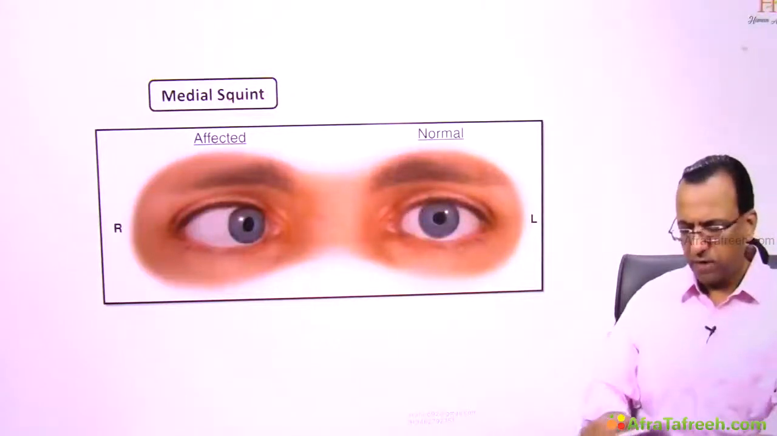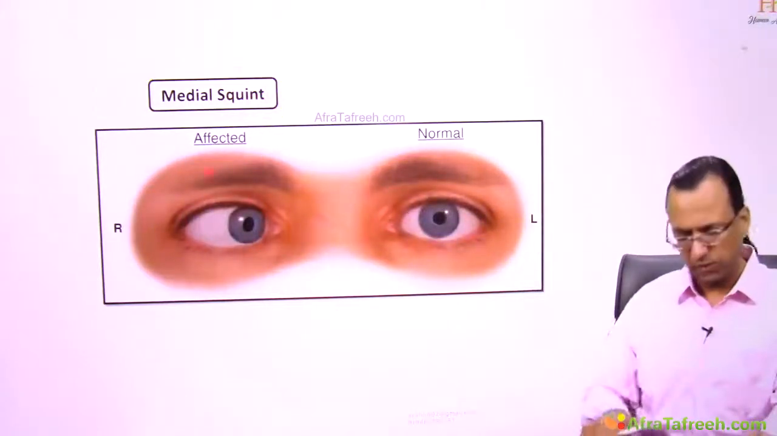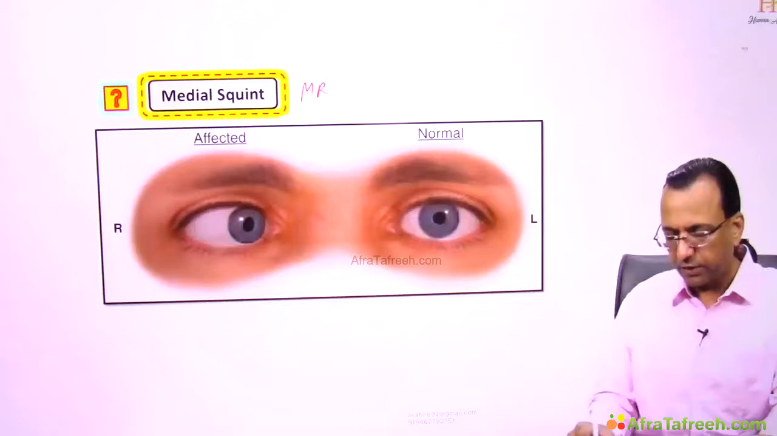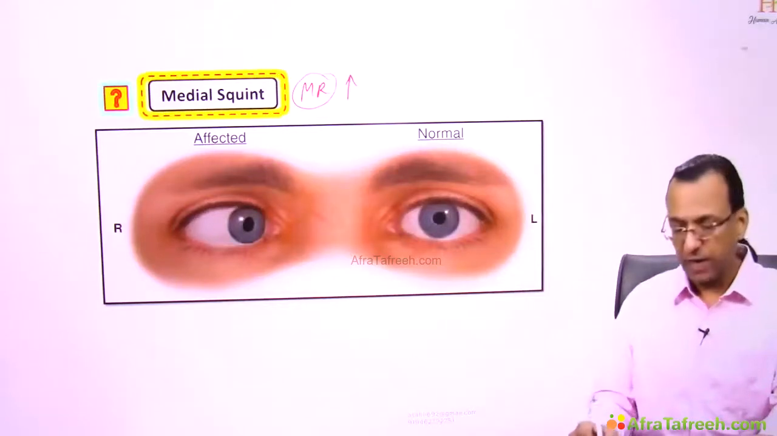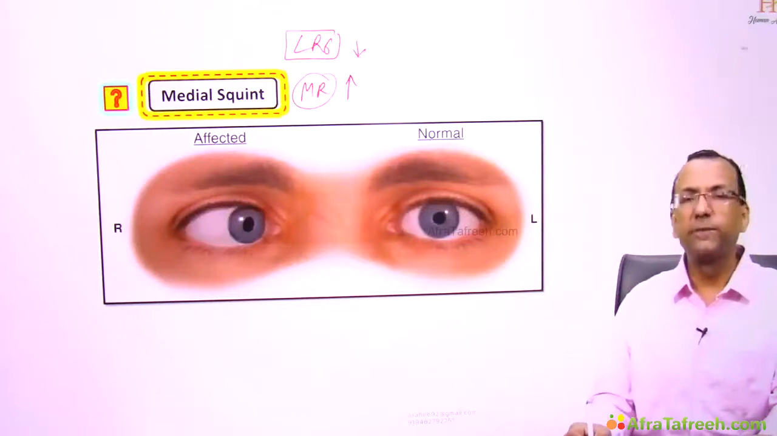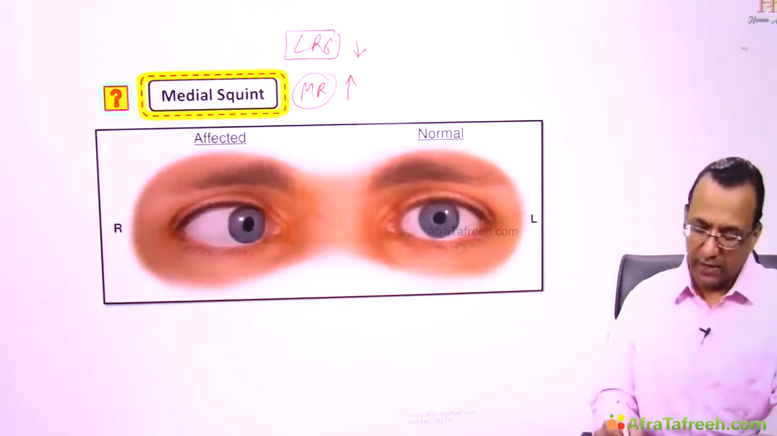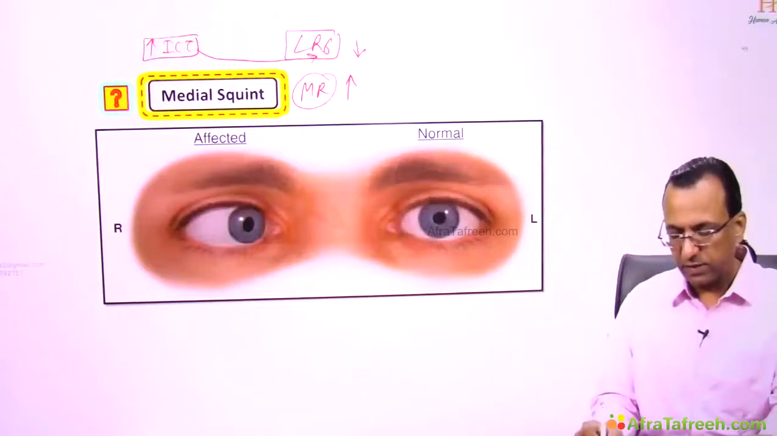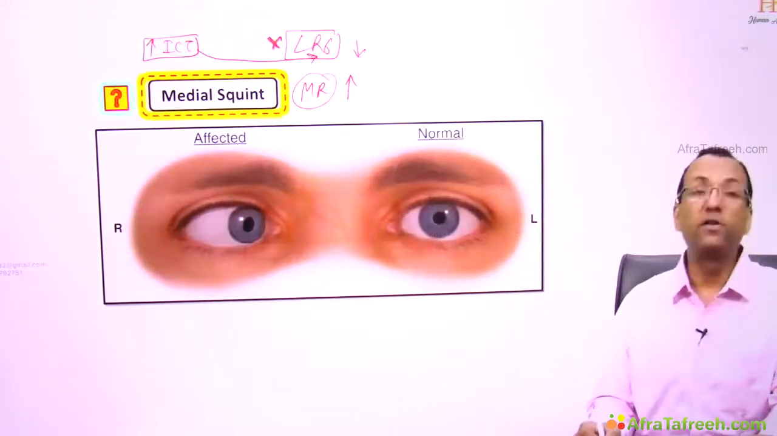Why would there be medial squint and raised intracranial tension? Why is this eye going to the medial side? Because the medial rectus is more powerful. But why is the medial rectus more powerful? Because the lateral rectus is compromised. Why is the lateral rectus compromised? Because there was raised intracranial tension. And the earliest nerve to get involved is the sixth nerve. The earliest muscle to paralyze is the lateral rectus.